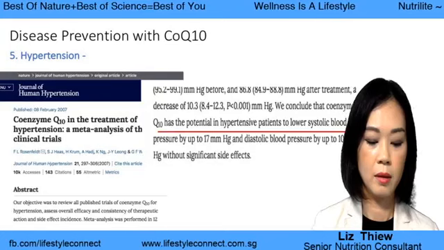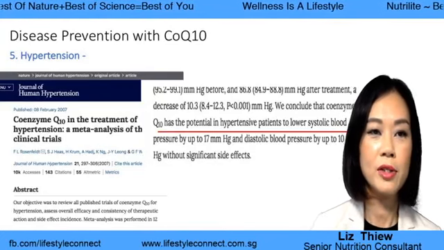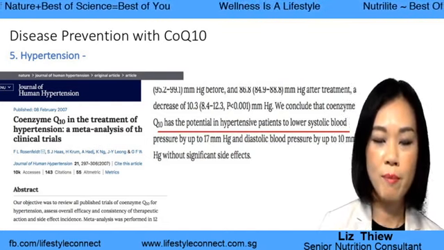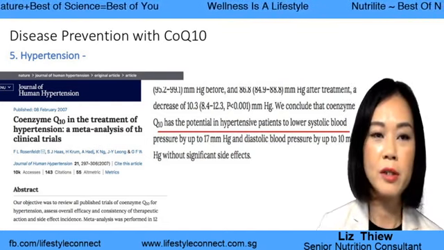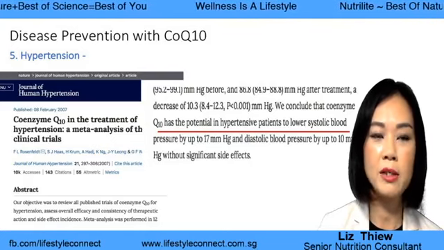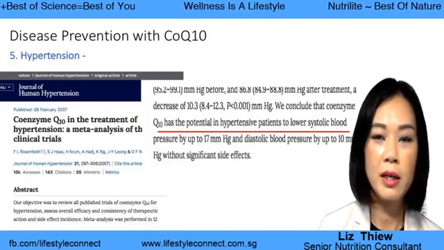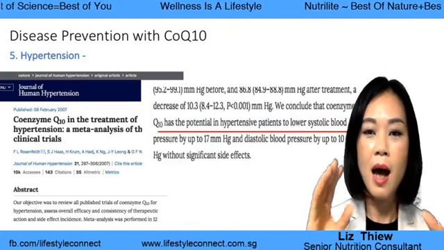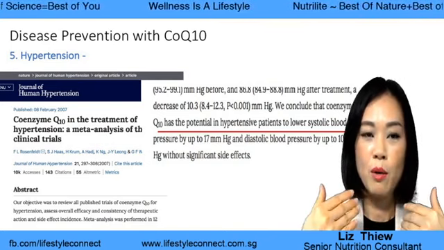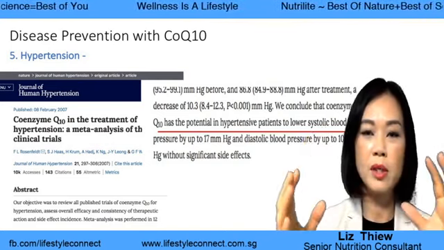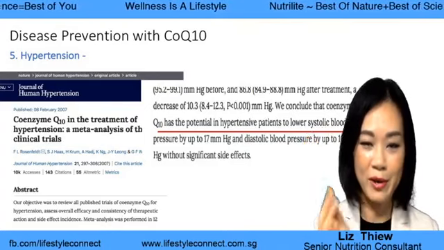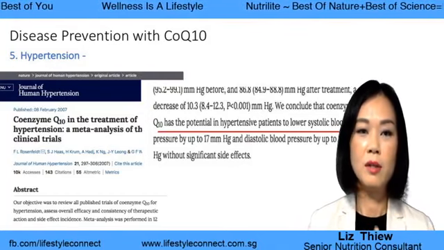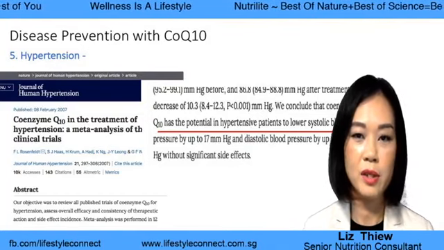Okay, all right. So hypertension. This is also a very useful one for many people with hypertension. Of course, coenzyme Q10 in the treatment of hypertension, a meta-analysis of clinical trials. When you see meta-analysis, it means that they are not creating a new research, but they take a few research done before and they do comparison and they come up with a new conclusion. So meta-analysis is actually a very good research study.